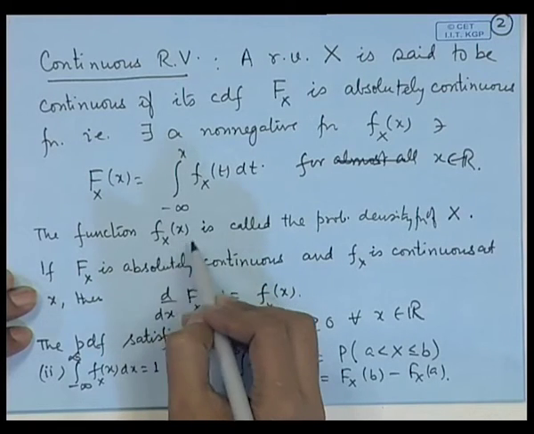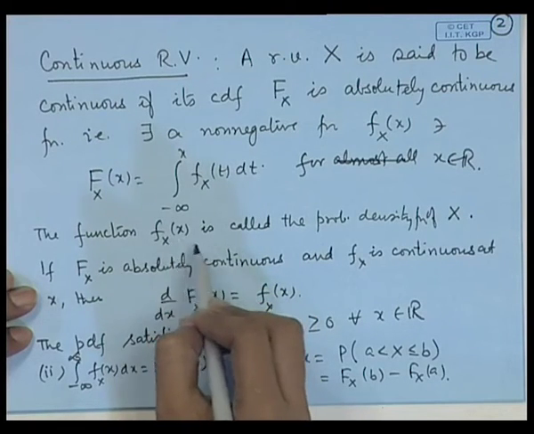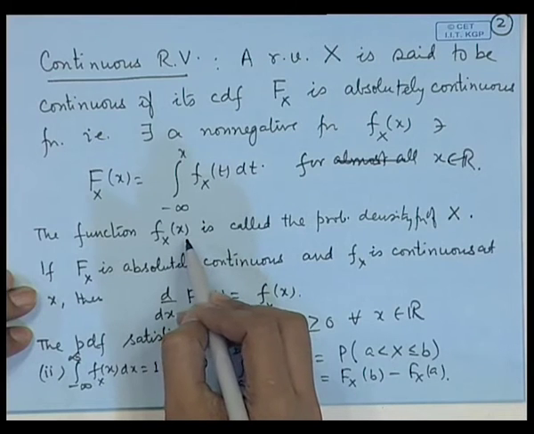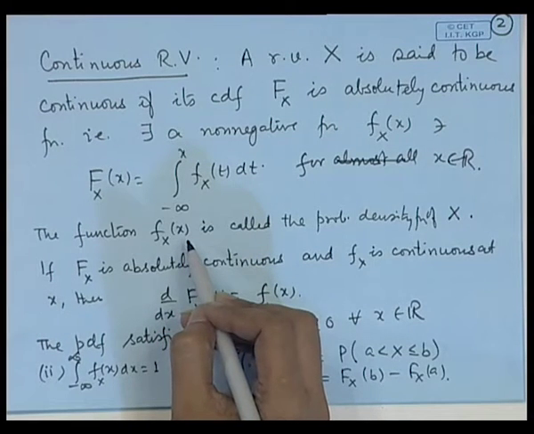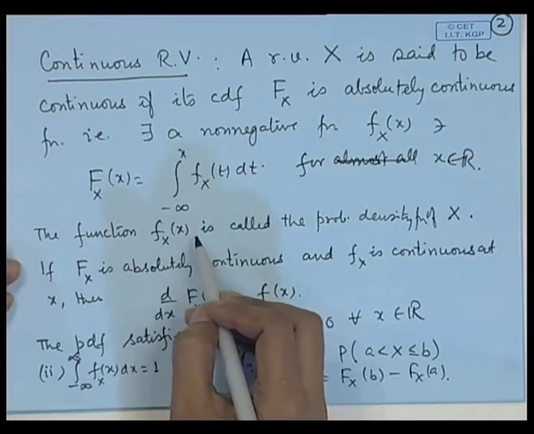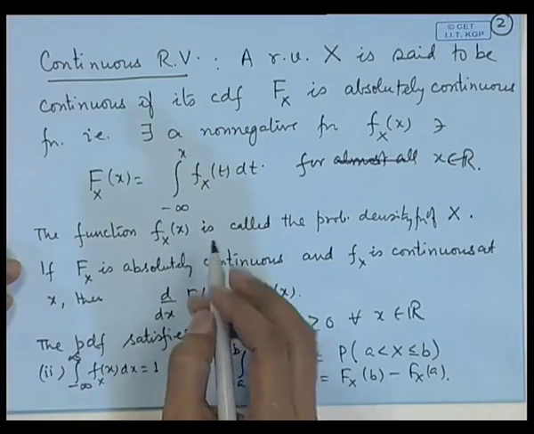One should not be misled into saying that this is the probability that capital X is equal to small x. In fact, in the discrete case, the mass function defines the probability of that point. In the continuous case, it does not. In fact, the probability of every point is 0. So, that is an important observation.